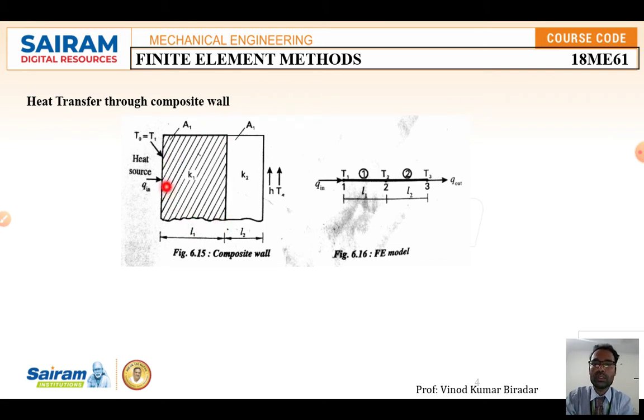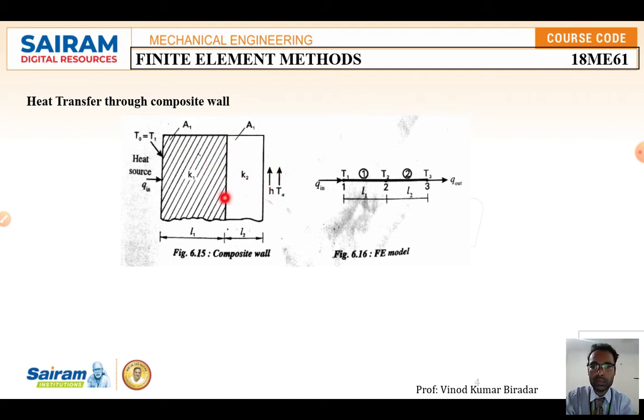We need to find how the temperature distributes from T1 to the end surface. You need to calculate T2, T3, and they may give one boundary condition here. That is, the initial surface temperature T equals T naught, and they may give in the question that the initial temperature is 40 degrees centigrade, like that. From this surface to the outside, how the temperature varies, you need to calculate.